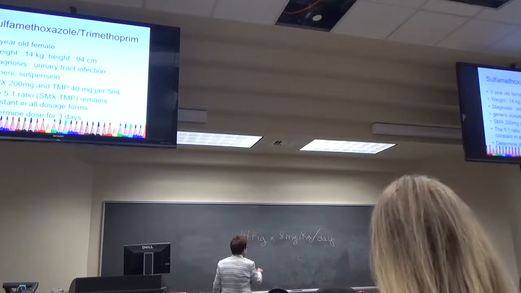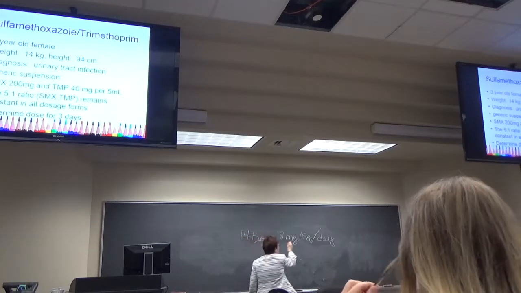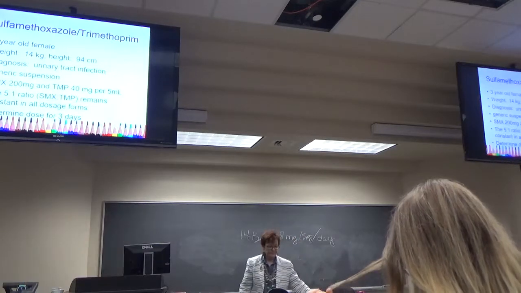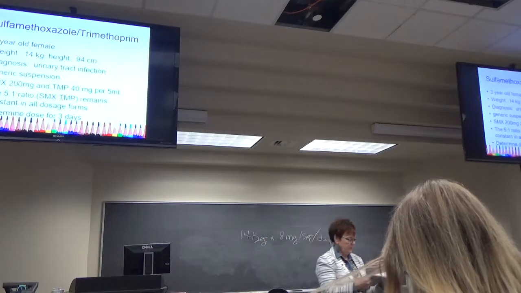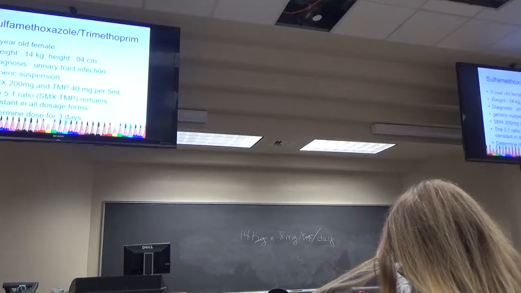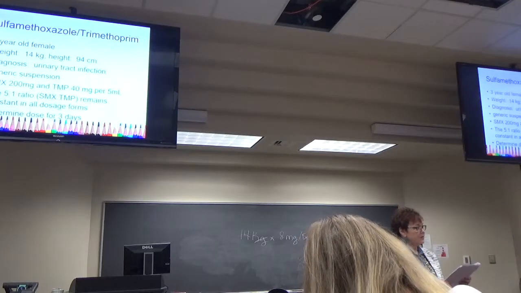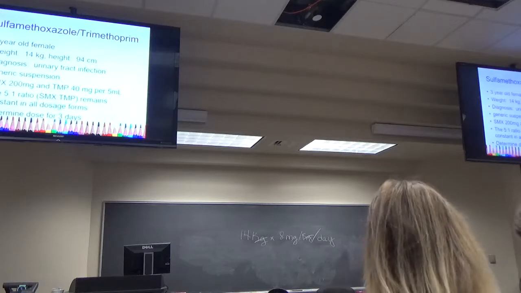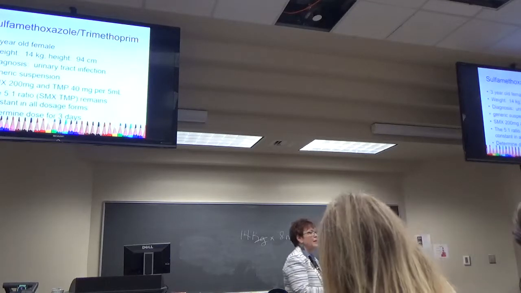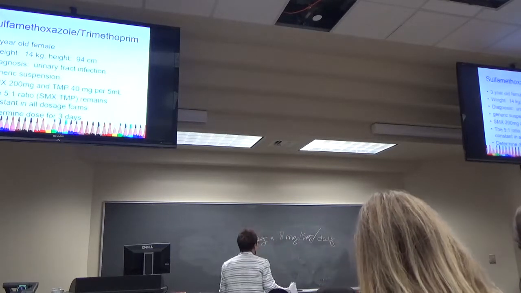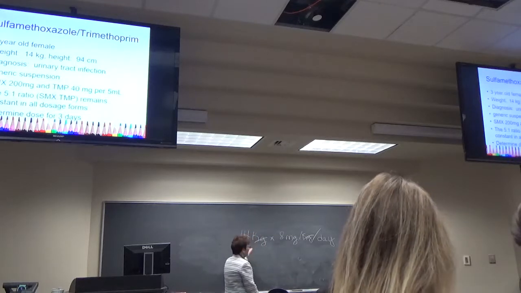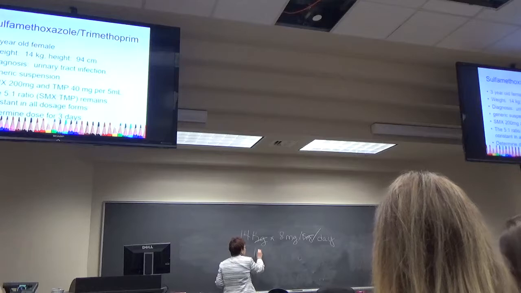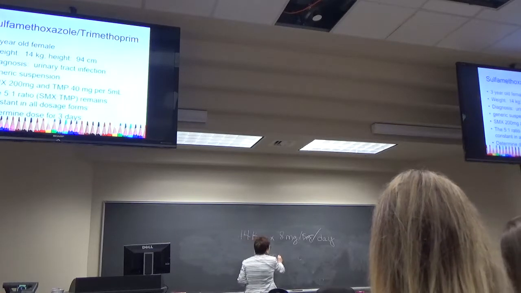So what's that calculate to be? It just says recommended dose of 8 milligrams TMP per kg per day. Look up above under sulfonamides, 6 to 12 trimethoprim per kilo per day. I've given you the 8 so you don't have to decide. Okay, so what's that calculate to? 112 milligrams per day, right?